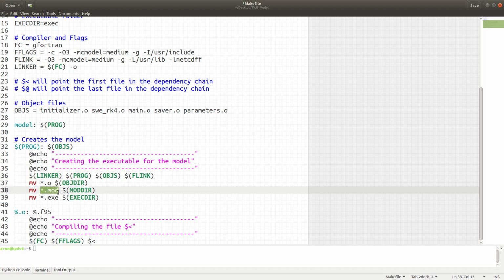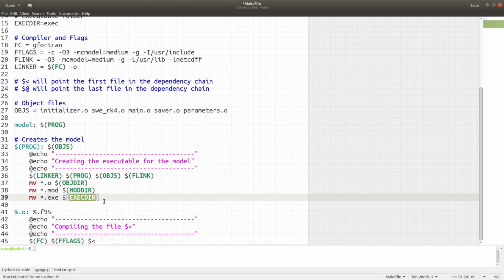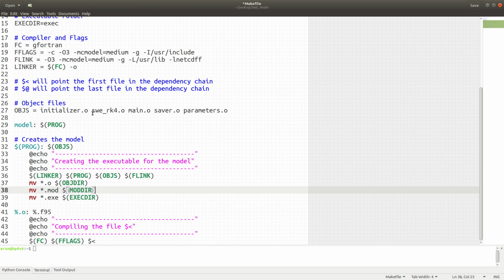It's going to move all the module files into the module directory, and then it's going to move all the executable files into the executable directory. And to get all these done, we need to specify how to compile all these Fortran files to get the object files. That's fairly simple, where for a corresponding object file, we need a corresponding Fortran 95 file to be ready.